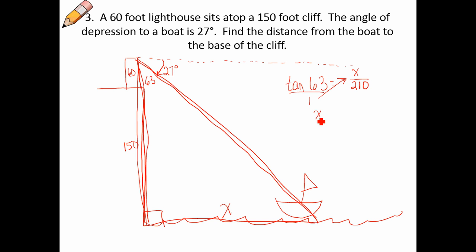So again, I would place this over 1 and cross multiply. 1 times x is just x. Good deal. X is alone. Tangent of 63 times 210. So I'll type in the tangent of 63 times 210 gives me a value of 412.1 feet. So the boat is approximately 412.1 feet away from the base of the cliff.